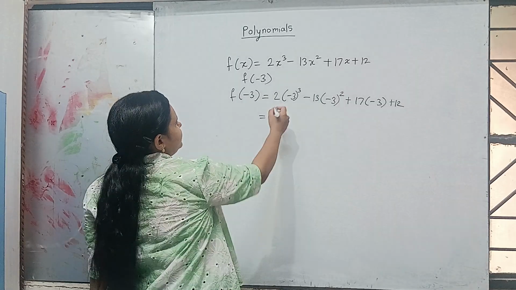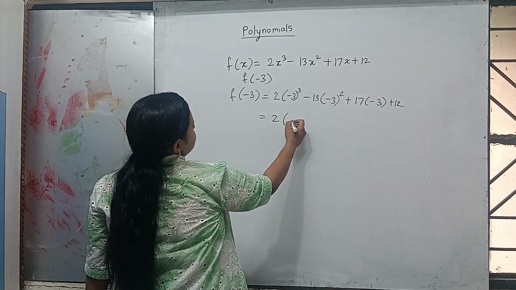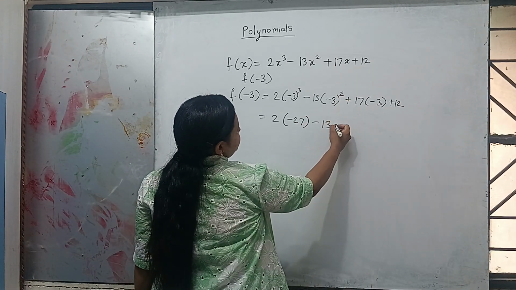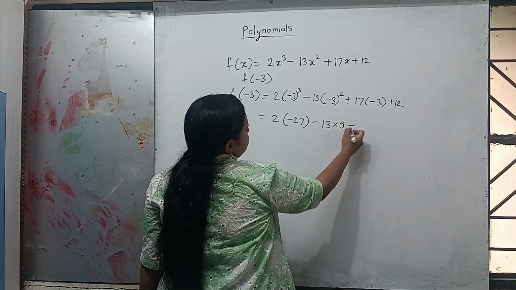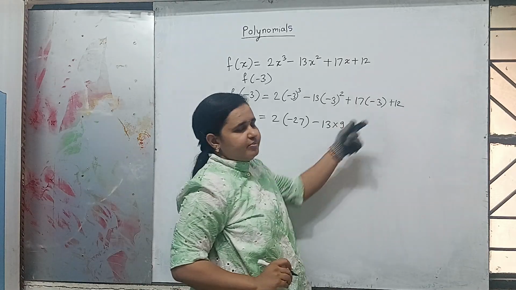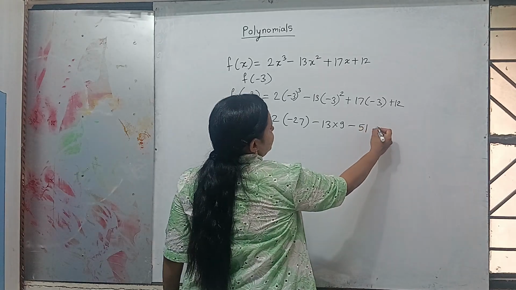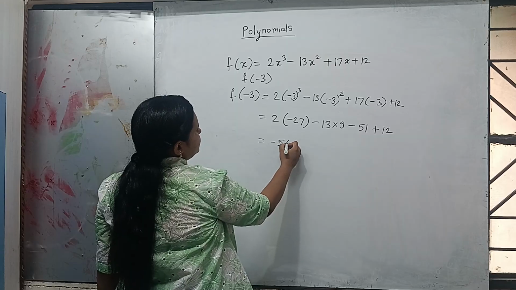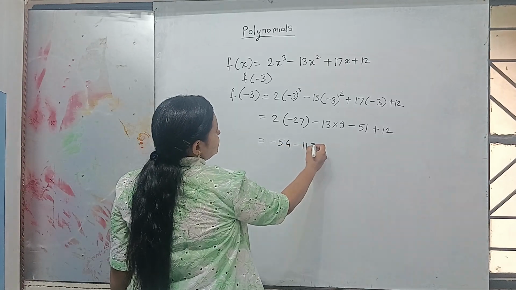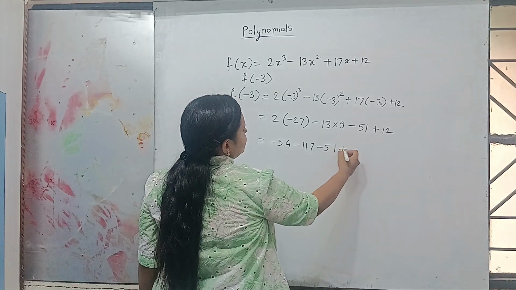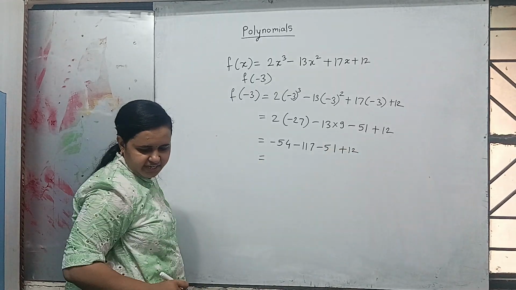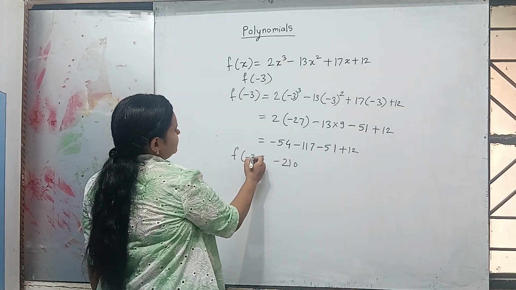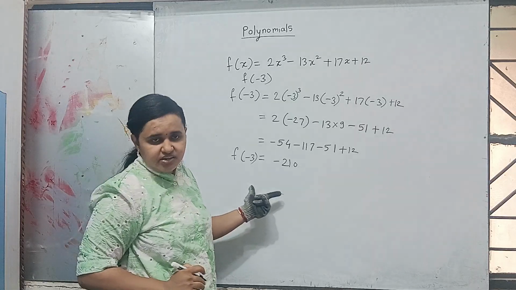Minus 3 cube is minus 27, minus 13, minus 3 square is 9. Now 17 multiplied by minus 3 is minus 51 plus 12. So 27 twos are 54, minus 54 minus 117 minus 51 plus 12. We will get the answer as minus 210. So f of minus 3 will be minus 210.